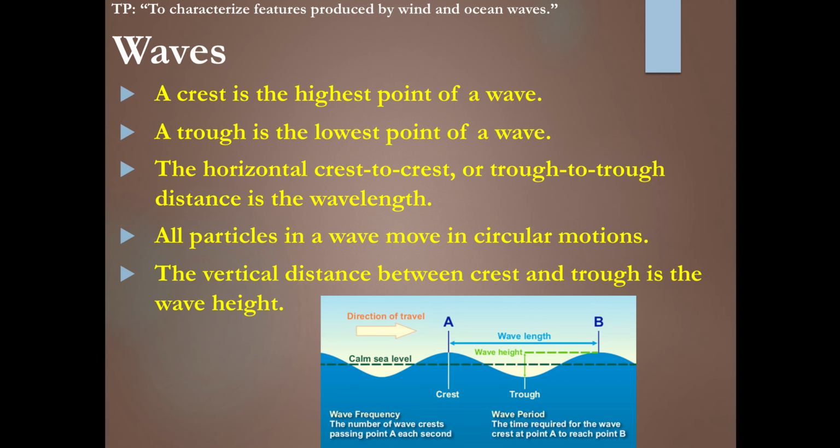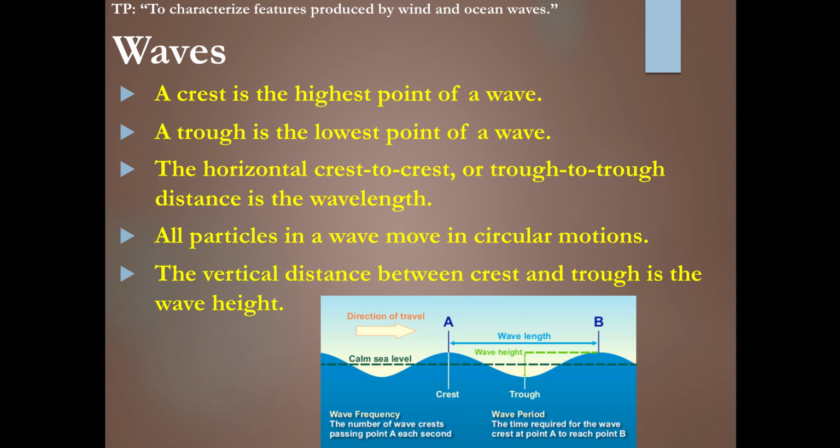Alright, a crest is the highest point of a wave, which we mentioned a while back when we did our lessons with the STEM project. And for my 8th graders, this is new. A trough is the lowest point of a wave. Alright, the next one, the horizontal crest to crest, or the trough to trough distance is called the wavelength.